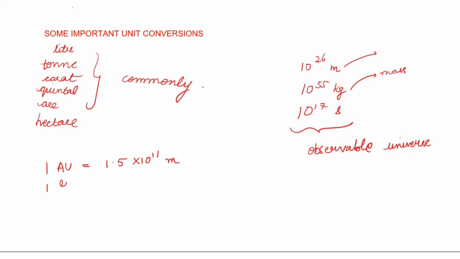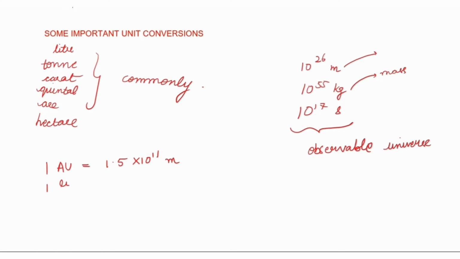And next, we have three important units for length. First one being astronomical unit. So what is one astronomical unit? 1 AU, or astronomical unit, is the average distance of the sun and the earth. Okay, and the value of it is approximately 1.5 into 10 power 11 meters.